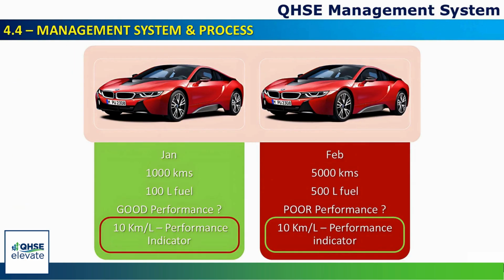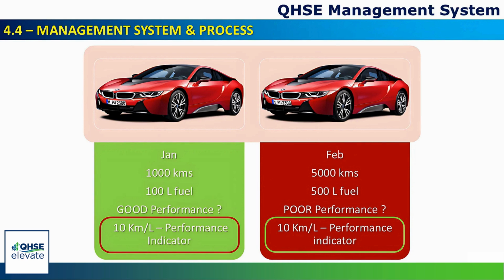To better understand specific performance or relevant performance indicators, let's look at an example. I have a car. In January, I traveled 1,000 kilometers. In February, I traveled 5,000 kilometers. In January, the car consumed 100 liters of fuel. In February, the car consumed 500 liters of fuel.